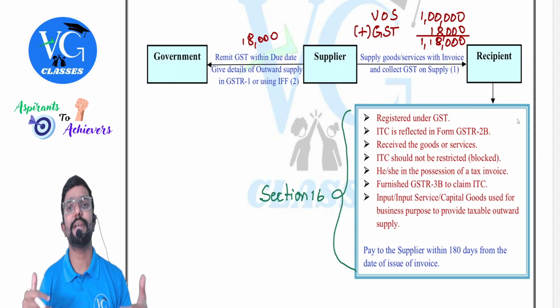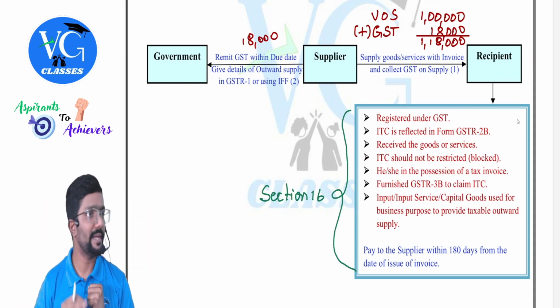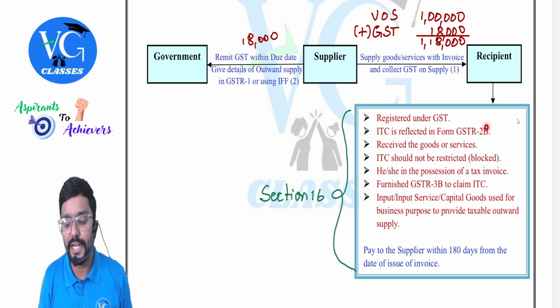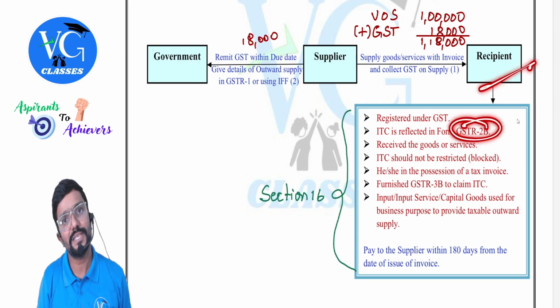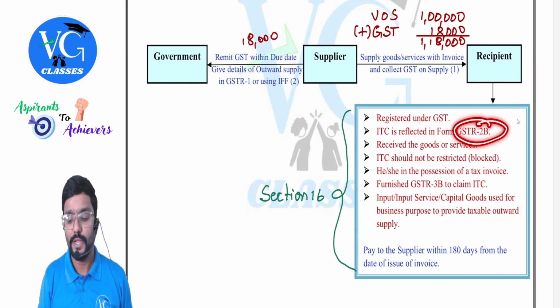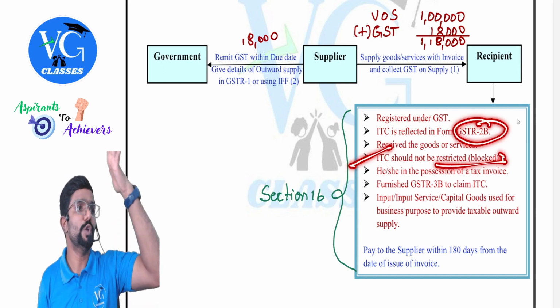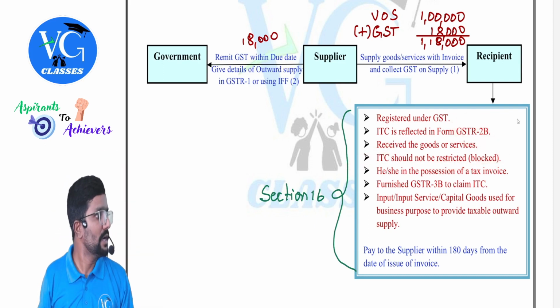Sir, what is restricted? What is blocked is given in section 17. We will learn it later. Okay, that means, guys, just because the credit is appearing here, can the recipient always claim the credit? No, no. If what is appearing here is restricted or blocked as per section 17, then no credit for it. No credit for it.